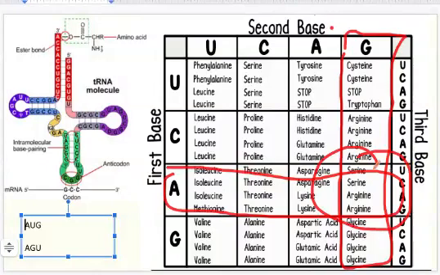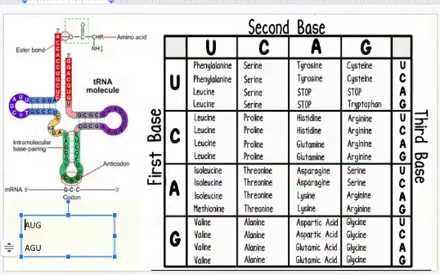So U is here, and we know, let me just clear that screen, it's called serine, this one here. So the amino acid that will be on the tRNA that is complementary to the mRNA codon AGU is serine.